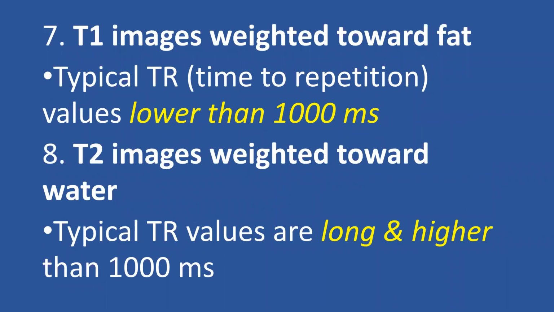T1 images are weighted toward fat. Typically, they have a time to repetition which is lower than 1,000 milliseconds. T2 images are weighted toward water. So T1 is weighted towards fat. T2 is weighted toward water. A question I like to ask is, is T2 weighted towards water or towards fat or towards muscle, etc.? You should answer towards water. It gives you a bright image. T1 will give you a bright image on fat. That's one of the differences between T1 and T2.